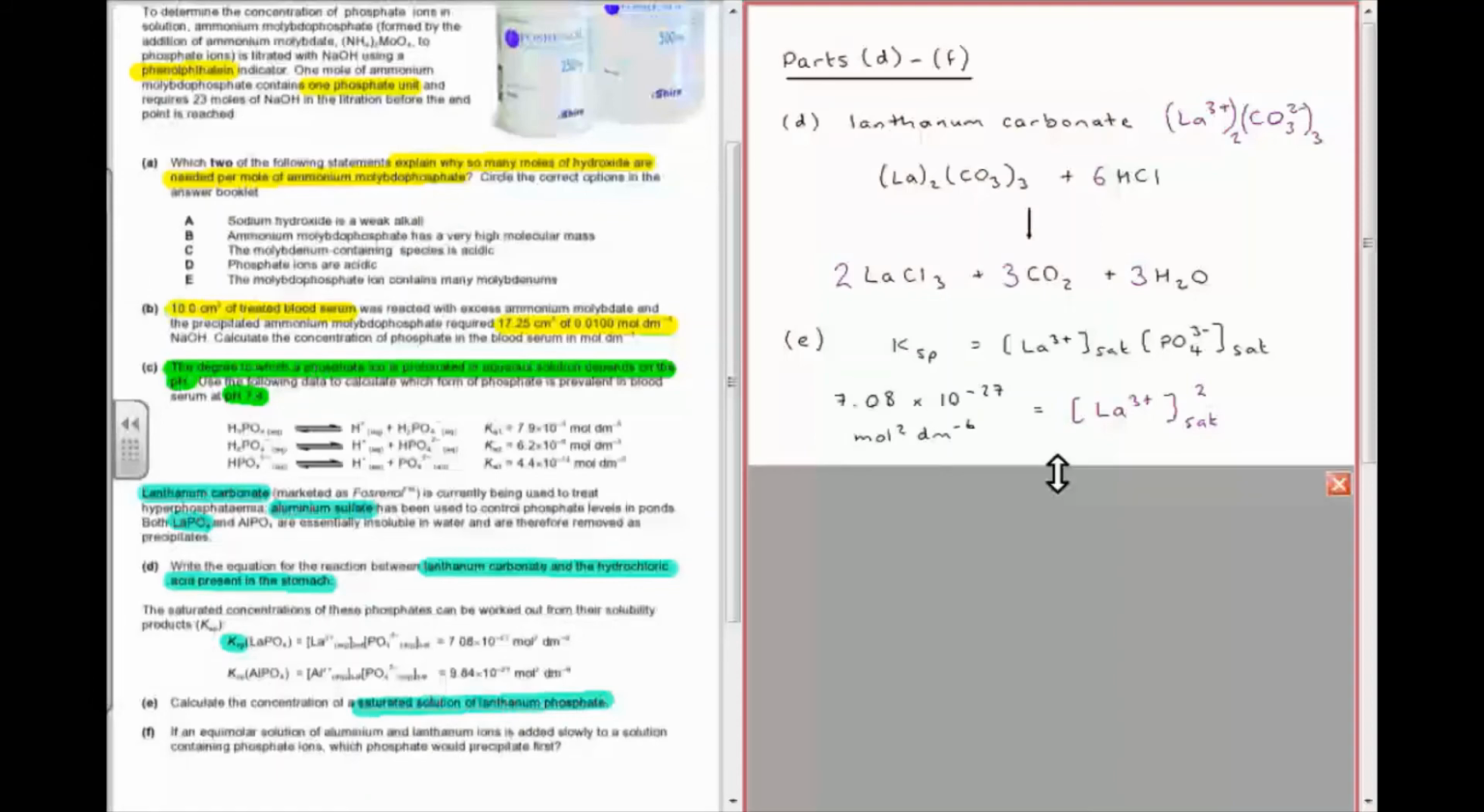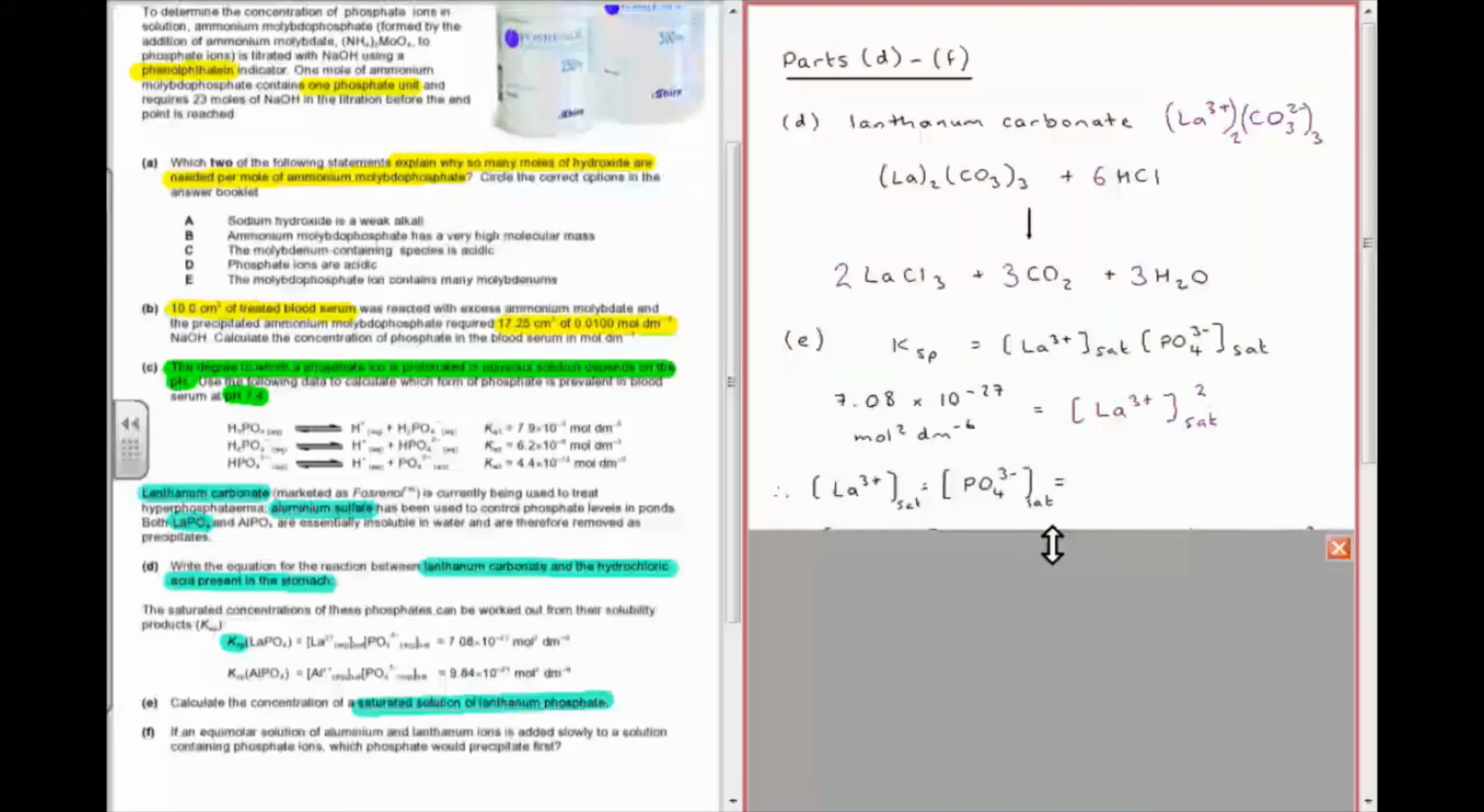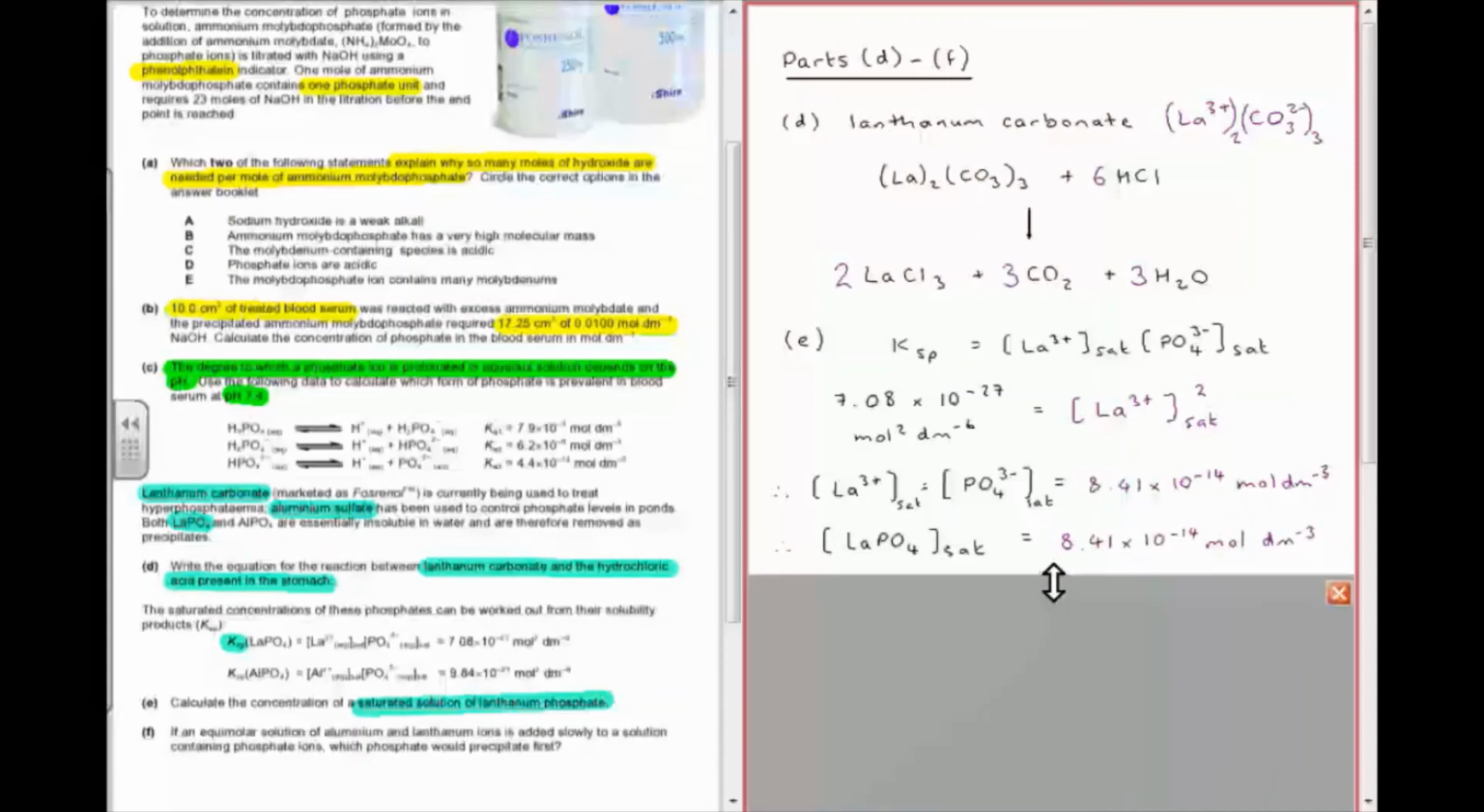So working out this equation, so square rooting the KSP value of 7.08 times 10 to the minus 27, we can calculate that the concentration of either the lanthanum ions or the phosphate ions at saturation is equal to 8.41 times 10 to the minus 14 moles per decimetre cubed. Since each mole of lanthanum phosphate contains 1 mole of each ion, then the concentration of each ion at saturation is also equal to the concentration of the salt at saturation, and hence we can give the final answer for the concentration of lanthanum phosphate at saturation as 8.41 times 10 to the minus 14 moles per decimetre cubed.